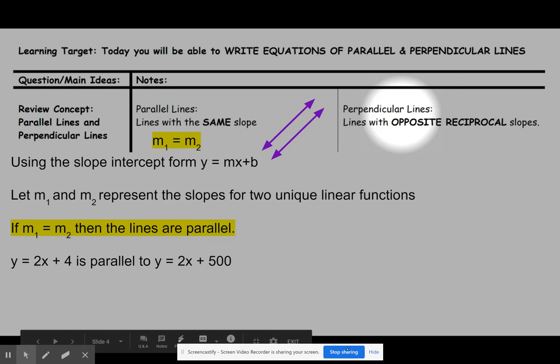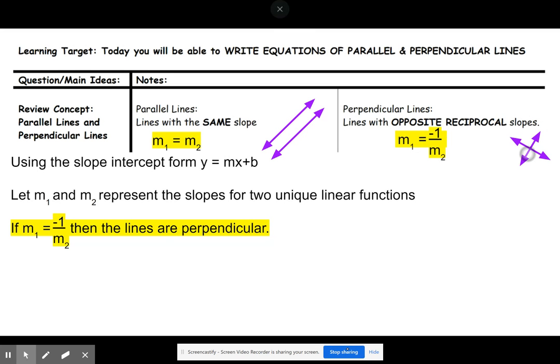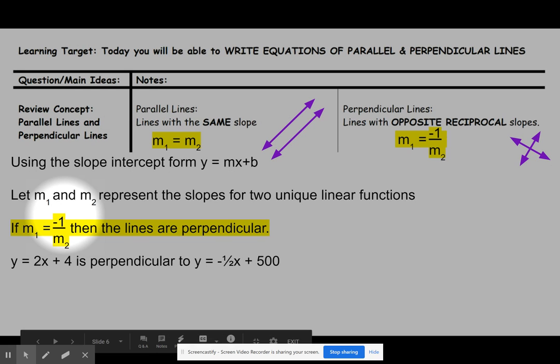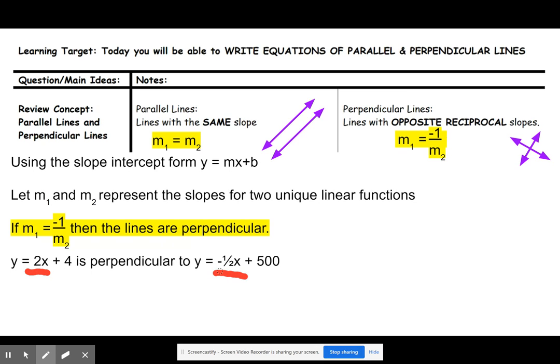Now let's talk about perpendicular lines. Those are lines with opposite reciprocal slopes. What does that mean? Given any two lines with the slopes m1 and m2, we're going to look for lines that intersect at 90 degrees. The way that looks in algebra is this formula here. Looking at a couple of examples, you'll see that the slope of our first line is 2, and the slope of the second line is negative 1/2.